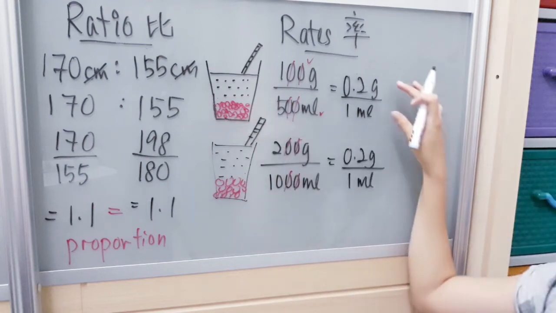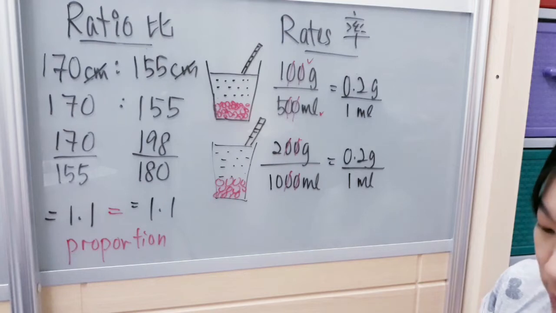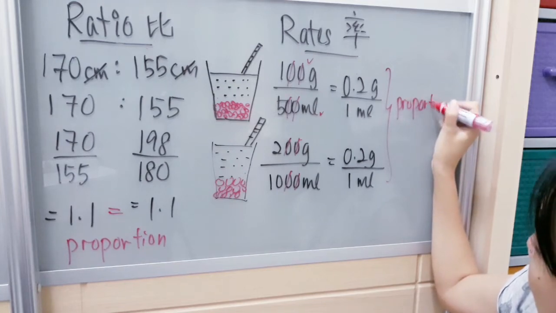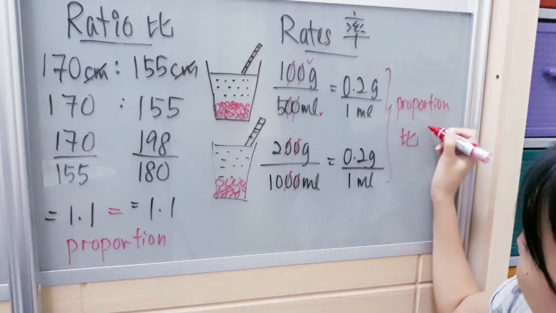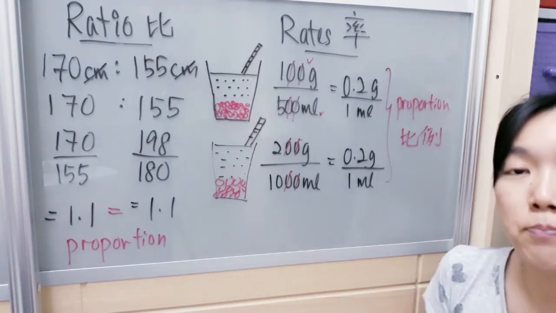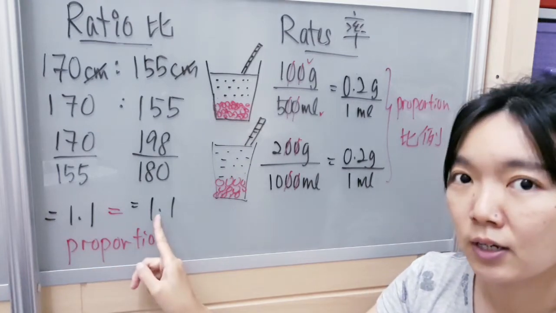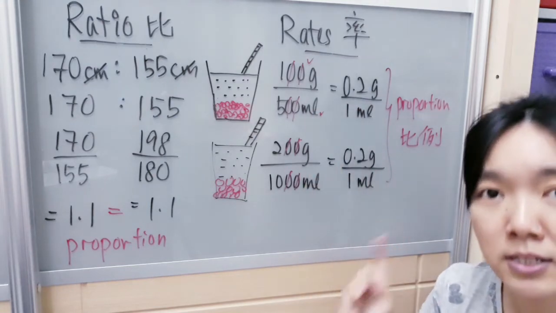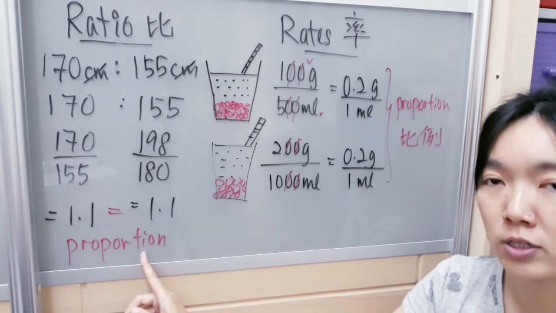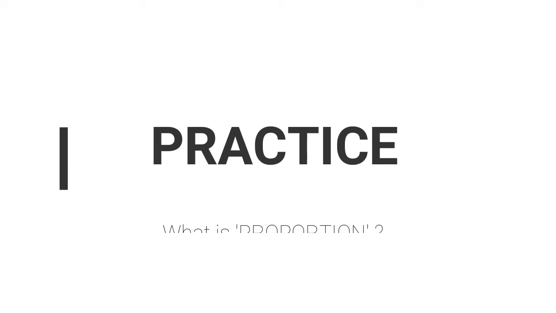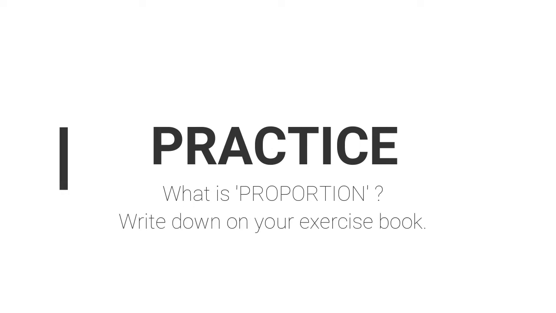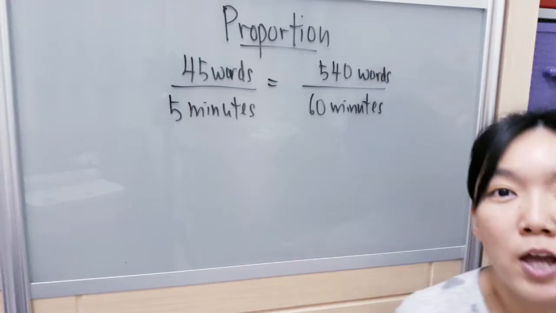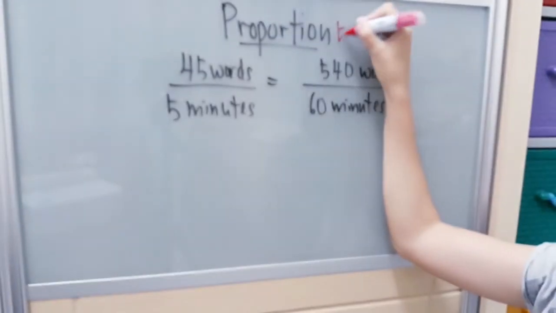So when these two rates are the same, we call this as proportion too, which means they have the same proportion. 它们的比例是一样的。So I repeat, proportion is about comparing two ratios when they are the same. And when they compare two rates and they found that both rates are the same, are equal, so we call this as proportion. 比例. So what is proportion? Proportion is 比例.